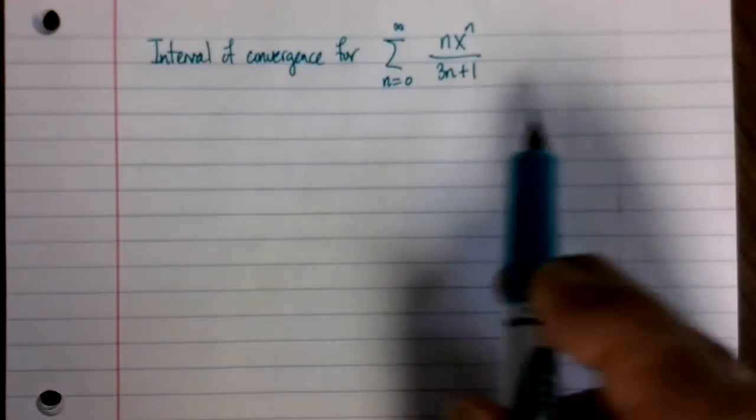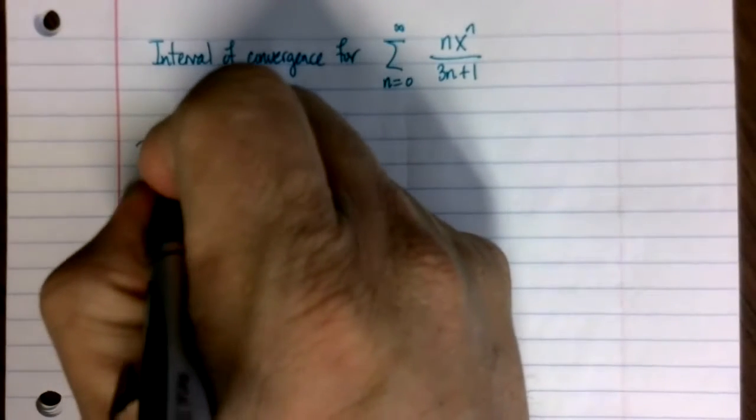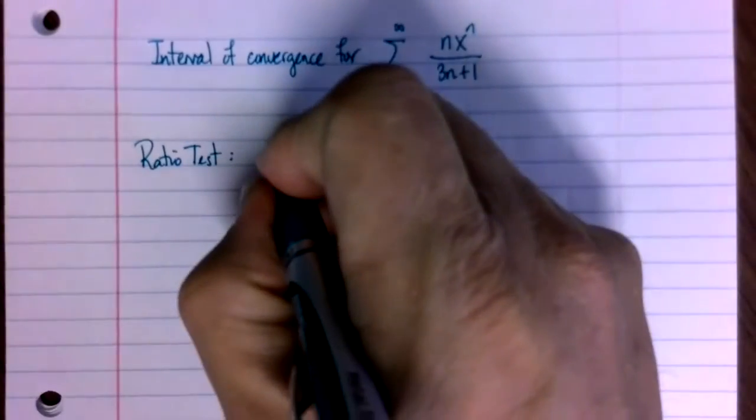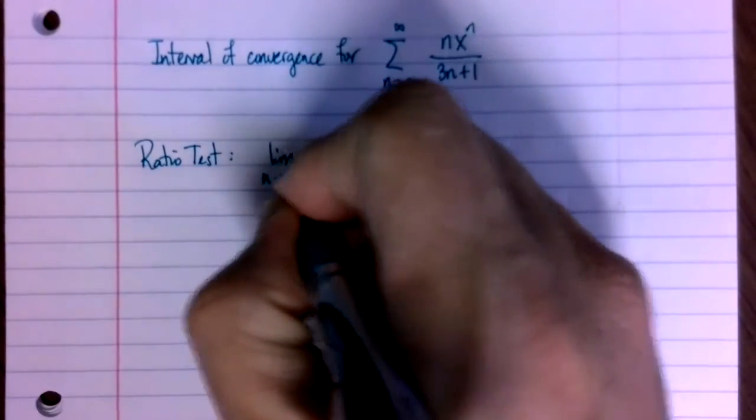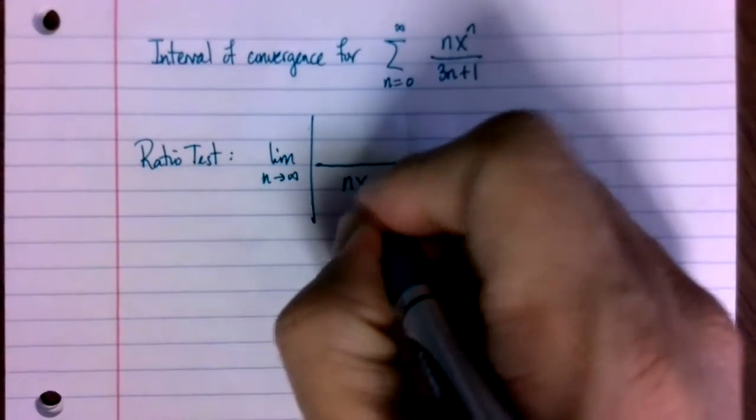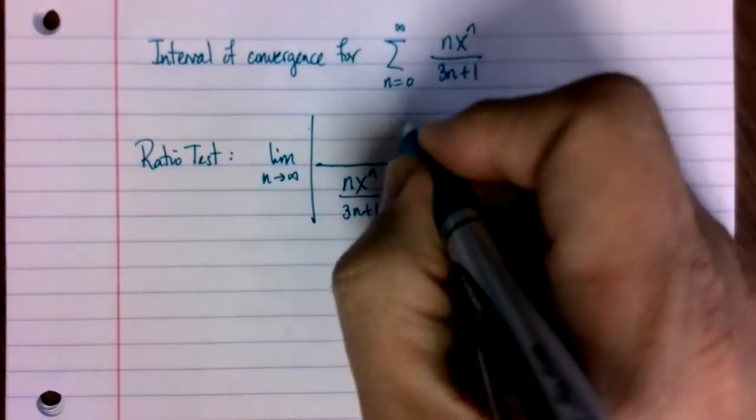Okay, for this review problem, we'll take a look at the interval of convergence for the summation from n equals 0 to infinity of n times x to the n over 3n plus 1. So once again, we apply the ratio test to determine where this power series converges. So, limit as n goes to infinity, absolute value. The denominator will be the nth term, n times x to the n over 3n plus 1.